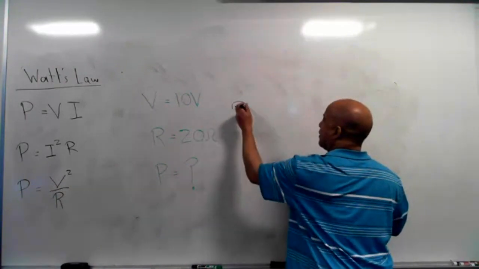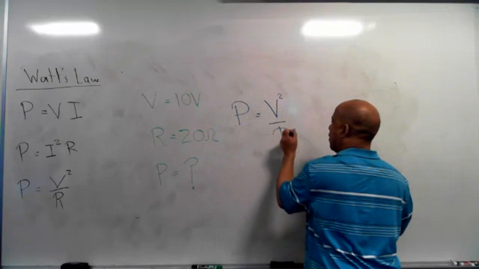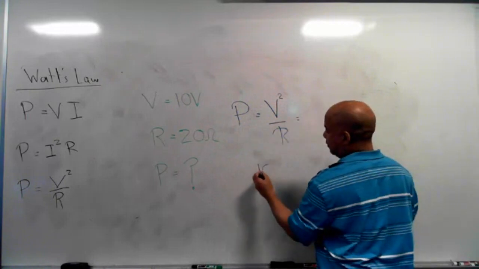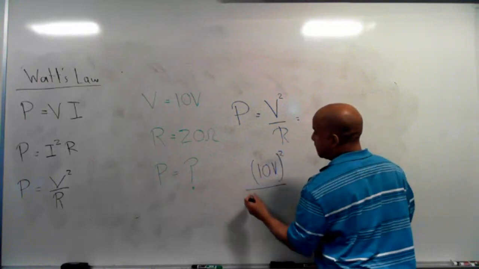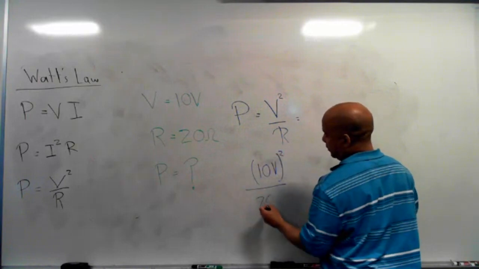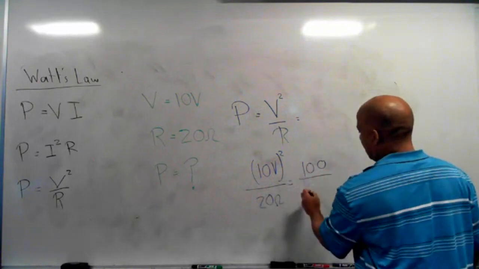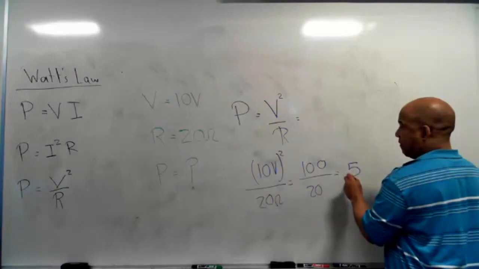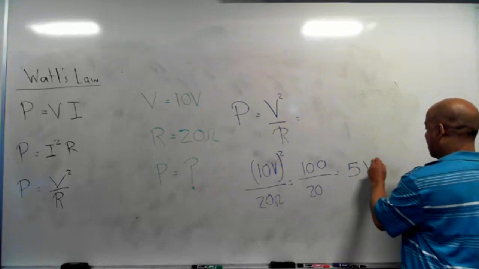P equals V squared over R. Put in my numbers. V is 10 volts. R is 20 ohms. It's going to be 100 over 20. I get 5. This is power, so my units will be watts.